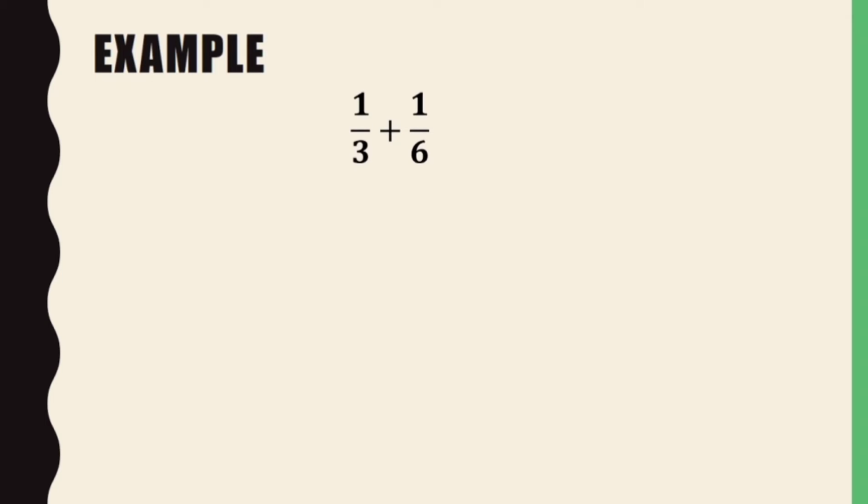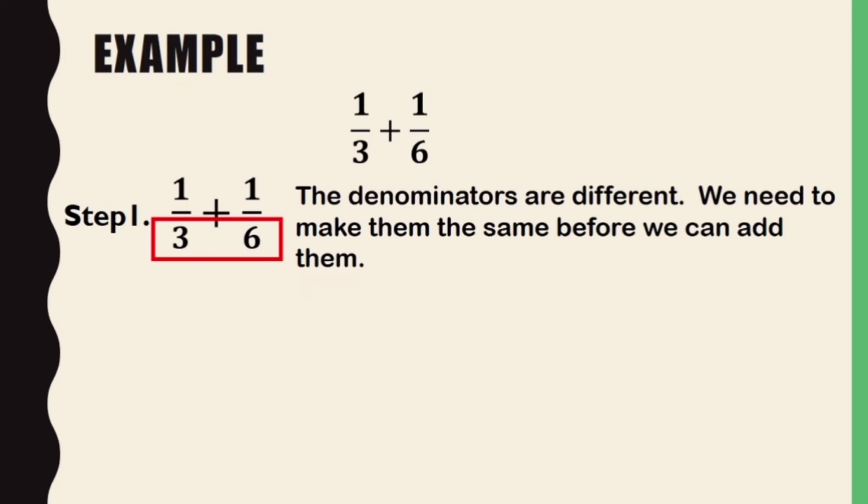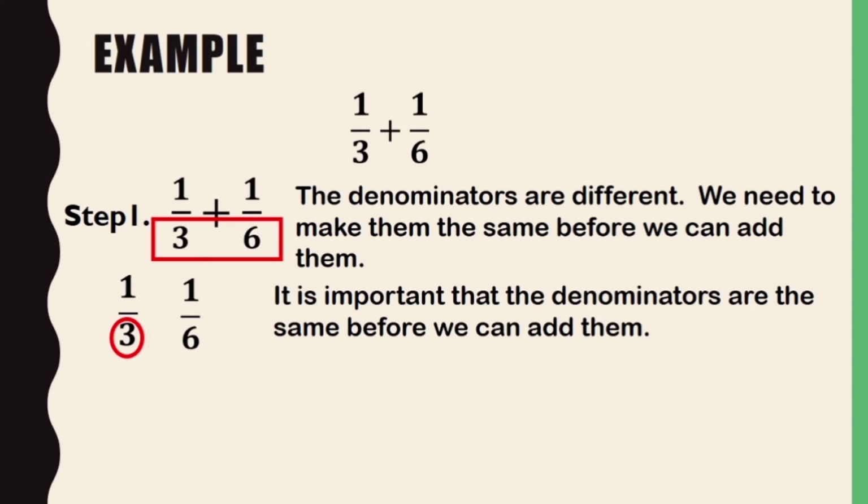So we have 1/3 plus 1 over 6. So step number 1, as you can see, they have different denominators, which is 3 and 6. So the denominators are different. We need to make them the same before we can add them. So 1/3, 1/6. So yung 3, gagawin nating 6. It is important that the denominators are the same before we can add them.